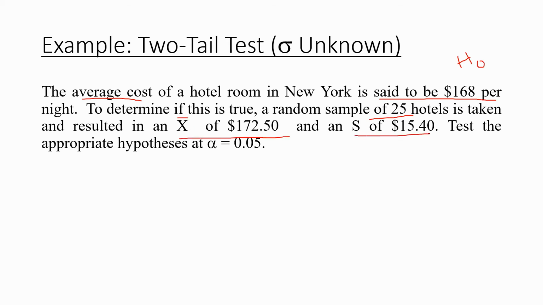So you know that since your population standard deviation is not given, you use the t-test statistic, and you're given the level of significance of 0.05. All of this information you have to quickly identify because that would help you in your workings. So let's have a look at the workings now.